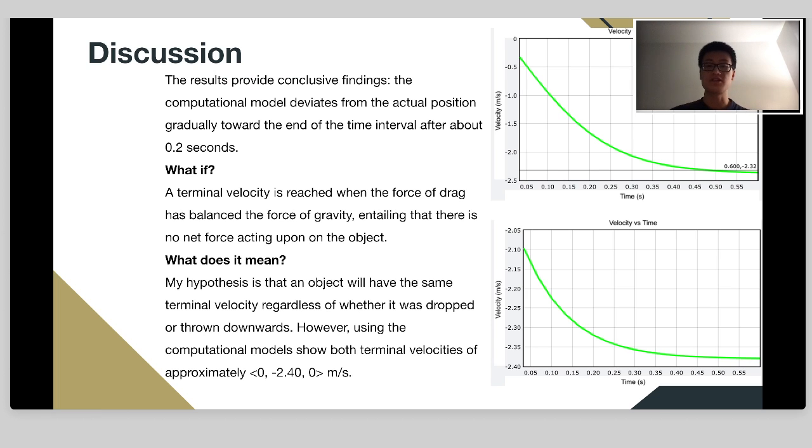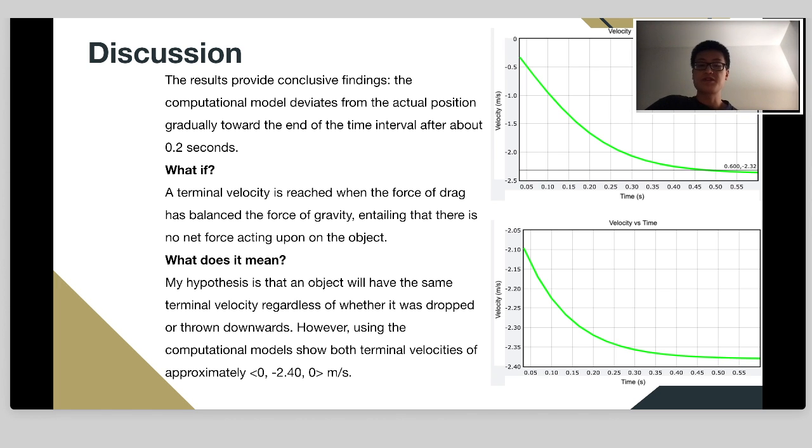These results provided conclusive findings. The model deviated from the actual position gradually after about 0.2 seconds. A terminal velocity, in answering the what if, was that it was reached when the drag had balanced the force of gravity, or when there was no net force acting upon the eraser.